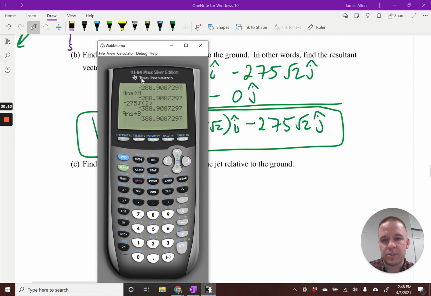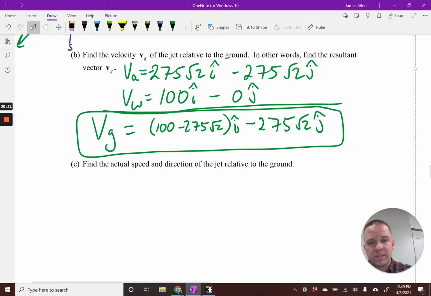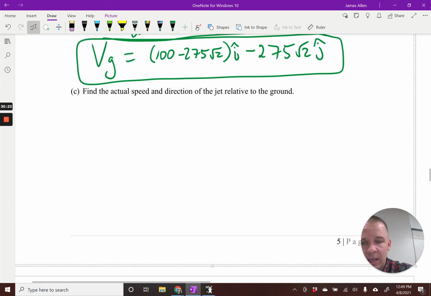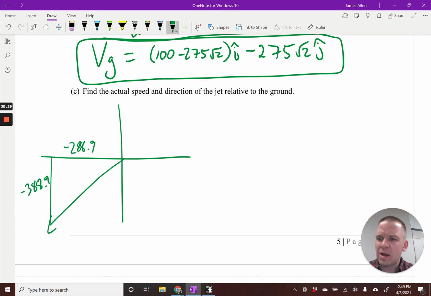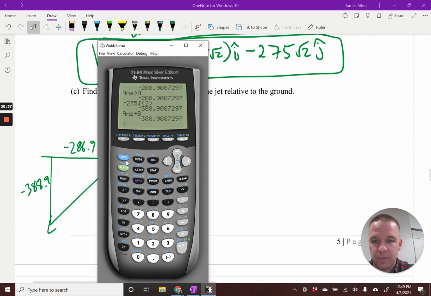Now it says find it relative to the ground. So if we got roughly negative 288.9 and negative 388.9, where would that be? That would be still in my third quadrant, right? So how am I going to find my speed? Well, the speed is just the magnitude, right? Let's pop up that calculator. That's just some Pythagorean theorem inside that square root.